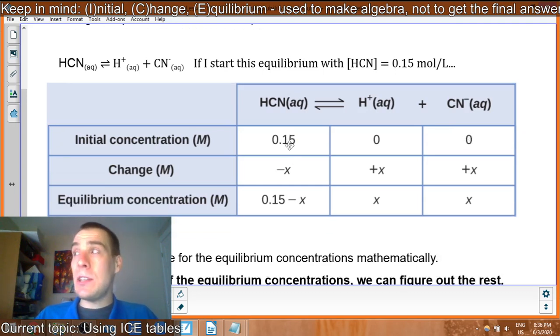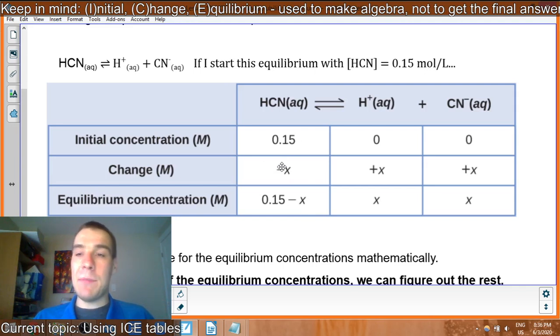Now my change. I know this is going to push to the right because there's none of this to start, and it's got to push to the right. It's the only way it can go. So it pushes to the right, which means this is going to lose a certain amount of concentration. And assuming a constant volume, we say it loses x concentration.